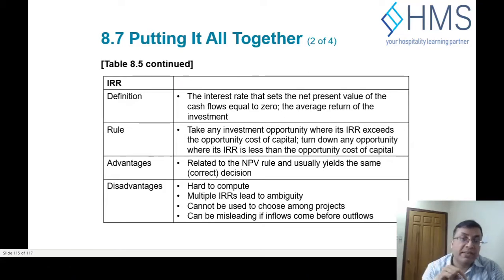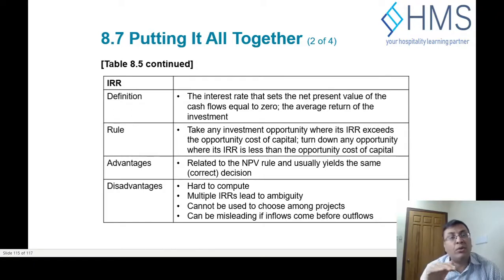The advantage is that it relates to the NPV and usually will yield the same decision. However, we have seen that it's not easy to calculate because you have a lot of guesswork. Second, you may get multiple IRRs, multiple decisions, and you cannot use it to choose between projects because, due to differences in size and in risk and reward, the IRR may give you a wrong answer. It may also give an inconsistent result if the inflows come first and outflows later, as we have seen in our examples.